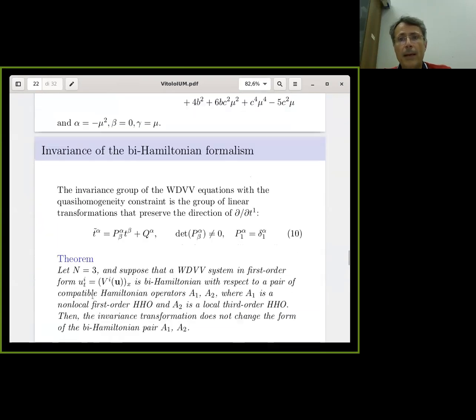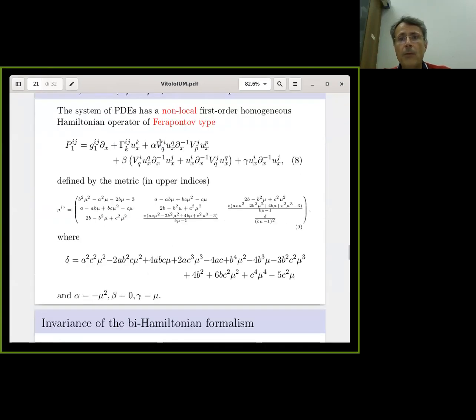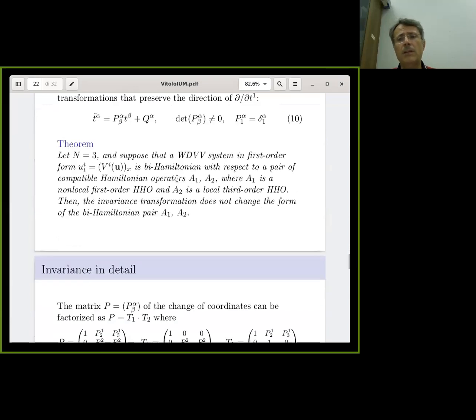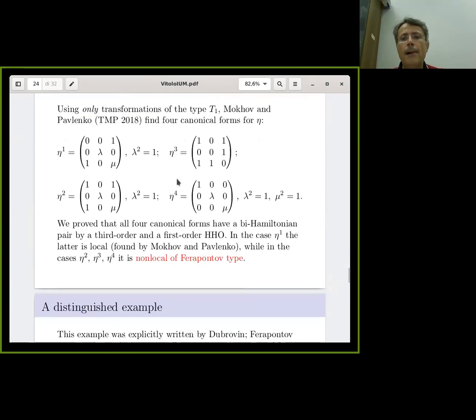Indeed, if you come back here, when you have alpha 0 and gamma 0, the operator here can be seen to be the image, by a general reciprocal transformation, of a local operator. But this reciprocal transformation is not an equivalence transformation of WDVV equations. So it's a more general and difficult transformation.